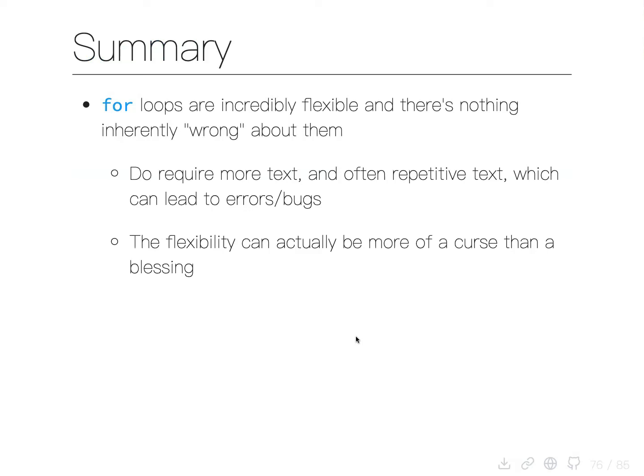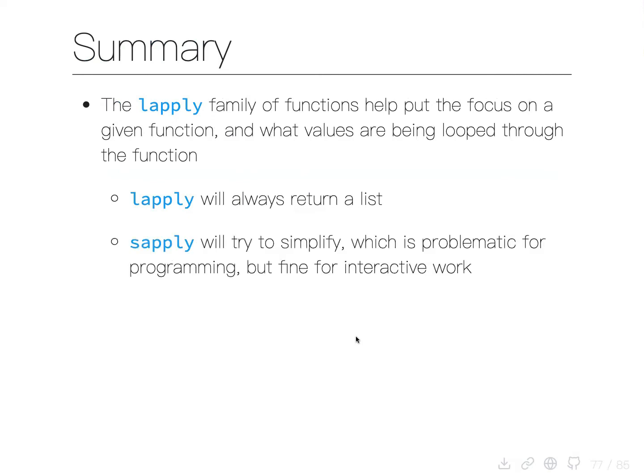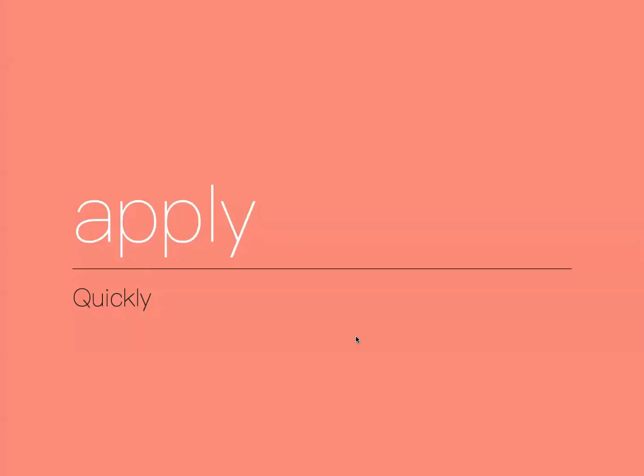Flexibility is also always like a blessing and a curse, right? It's good to be flexible, but sometimes that can lead you down avenues that are really not the best way to do something. So lapply puts the focus on the function and the thing that you're iterating through, right? So that's a plus of them. lapply always returns a list, which is great. And sapply will try to simplify. And then of course, vapply is strict and requires a given type.